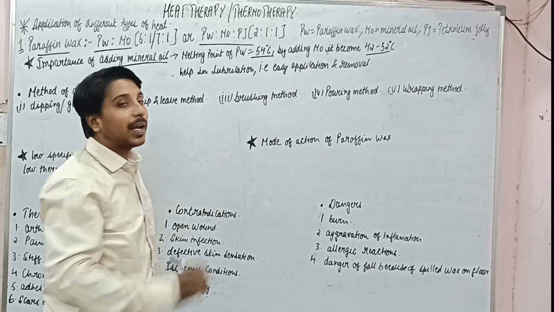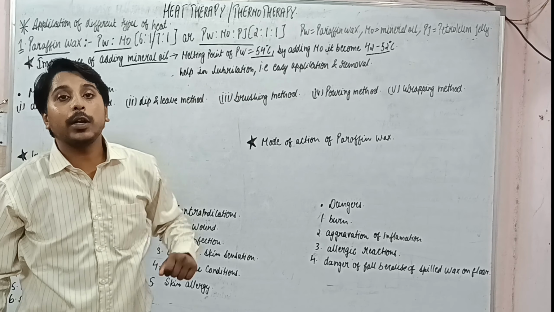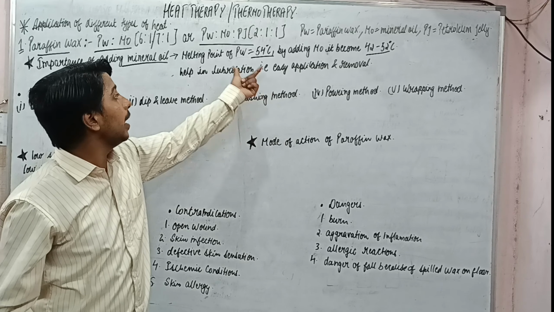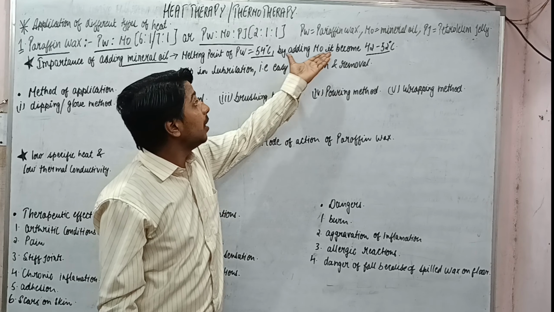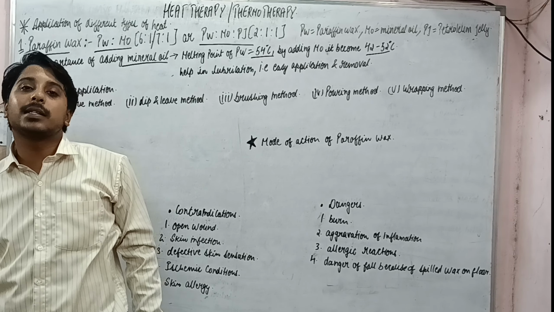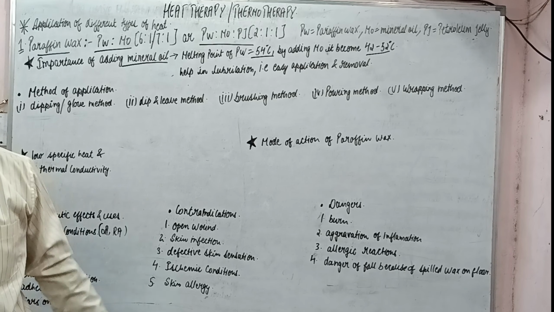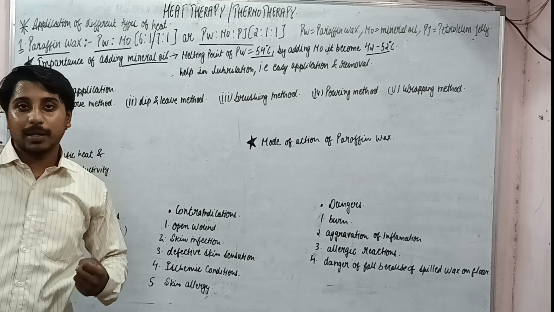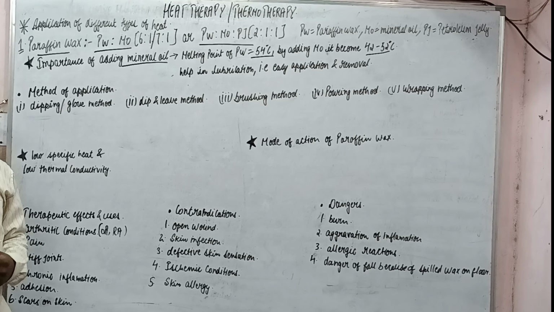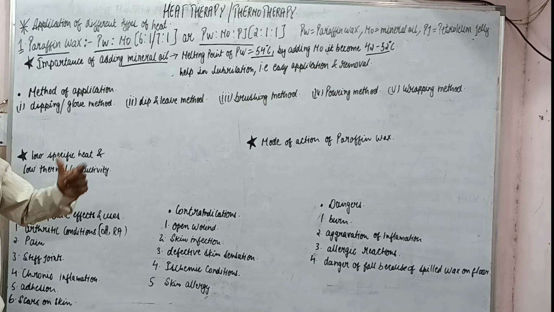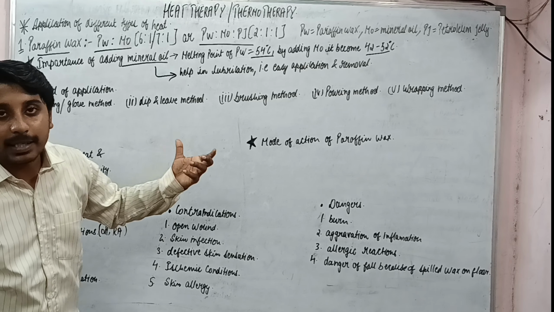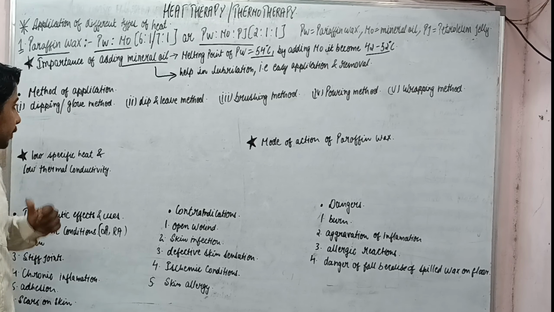So the isolated wax has a melting point of 54 degrees Celsius, so we will give heat to the paraffin wax until it reaches 54. But by adding mineral oil, at 42 degrees Celsius it will start to melt. So it is good because we need to give less electricity to produce the melting of the wax. Next, it helps in lubrication, so easy application and easy removal is seen.